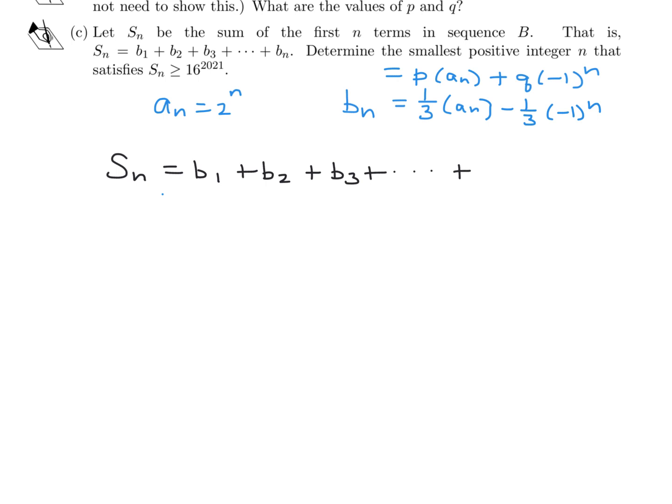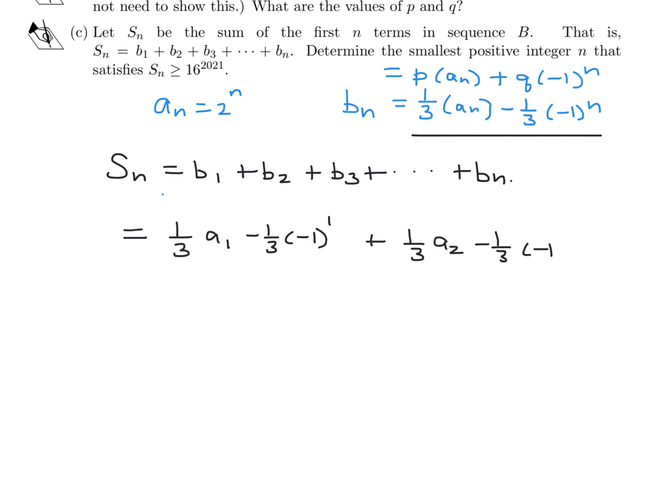I don't know if that helps that they're consecutive, but that's Sn. Okay. So let's just do a few using this formula. So that's going to be 1/3 a1 minus 1/3 negative 1 to the power of 1, right? And then we have b2, which would be 1/3 a2 minus 1/3 negative 1 to the power of 2. And I'm just going to write one more, 1/3 a3 minus 1/3 negative 1 to the power of 3, and then you guys get the idea.